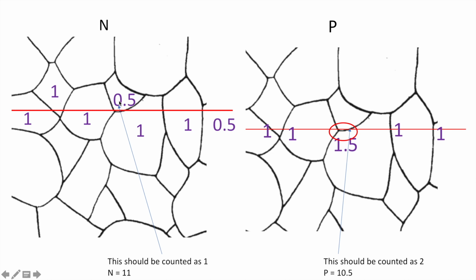So, we could potentially count this grain here as 1 instead of 0.5. And what that does is it makes N equal to 11 instead of 10.5. Okay, so how is that really affecting us in terms of what P is counted as? Well, if this is not a triple point, then this is an intersect and this is an intersect, so what we should do is count this particular portion here as 2 instead of 1.5. And that drags us up to P of 10.5.